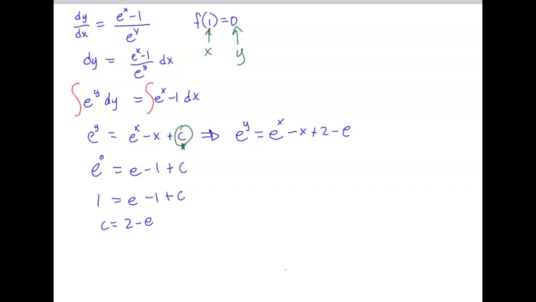No, I just isolated it on this side. So I just added 1, subtracted e. All right. So last thing, if I'm trying to isolate y, I'm going to have to take natural log on both sides, right? So I'm going to have natural log e to the y equals natural log of the whole right-hand side. E to the x minus x plus 2 minus e. And that just gives me y equals natural log e to the x minus x plus 2 minus e. And that's it.